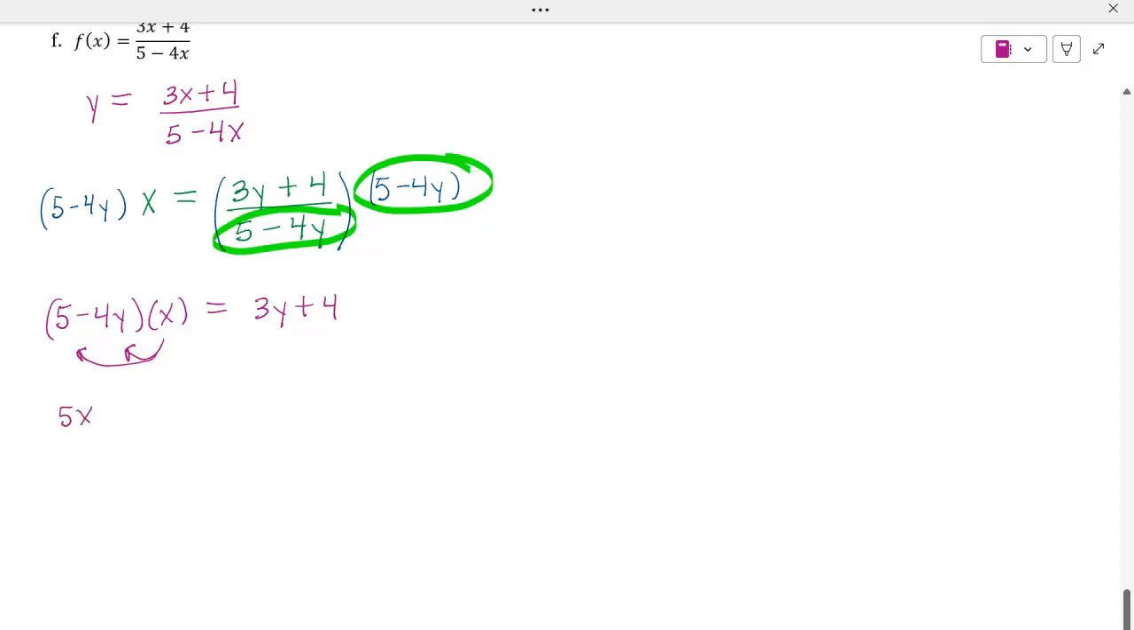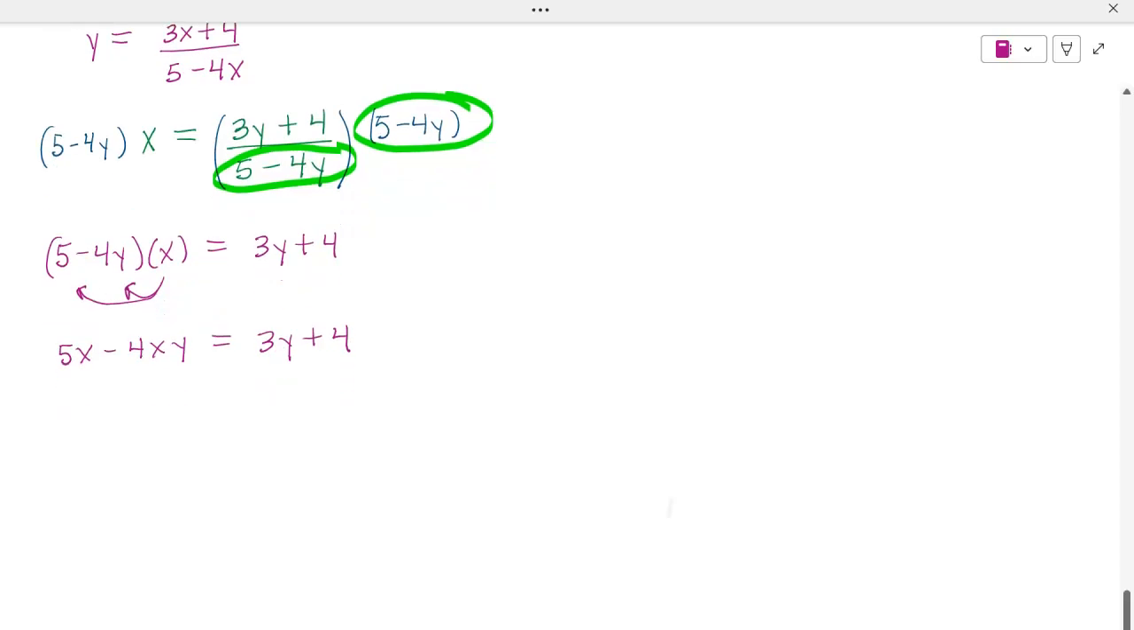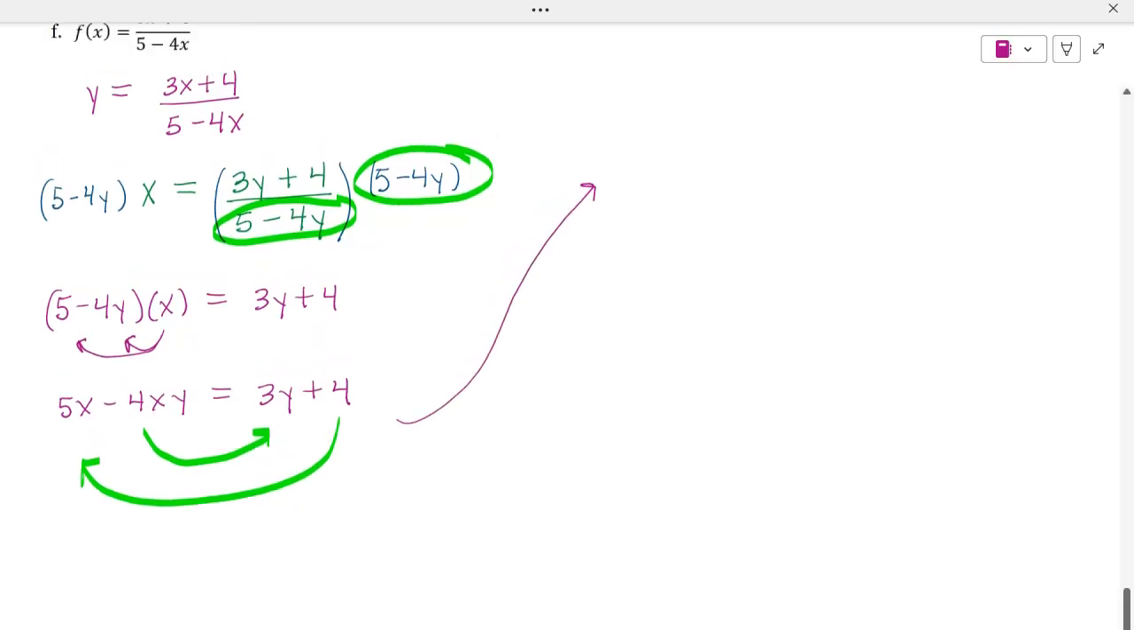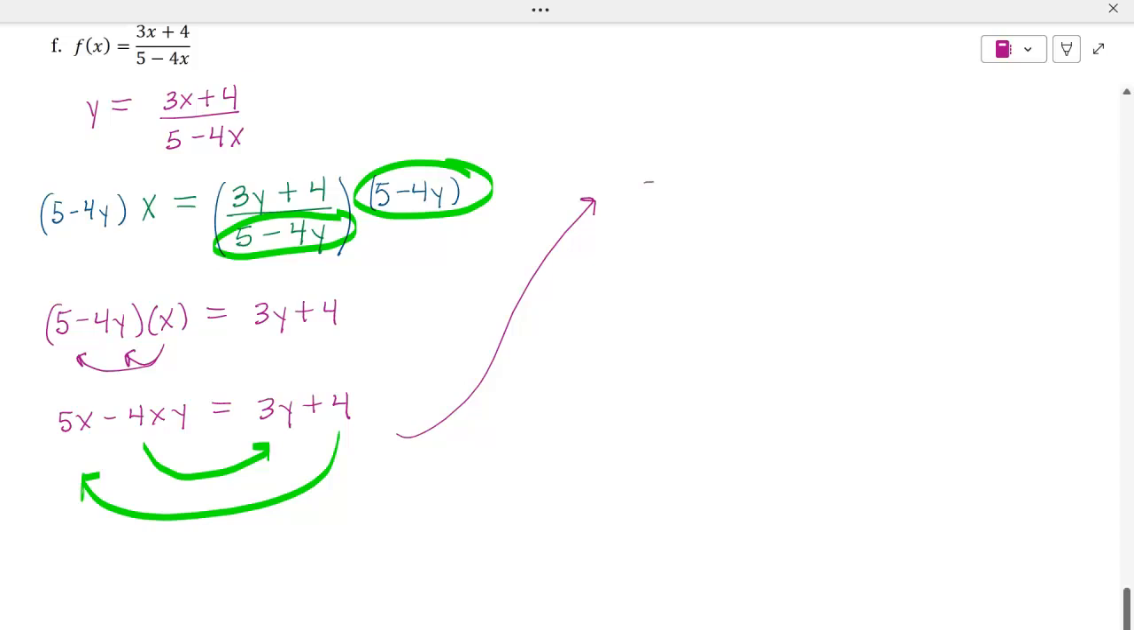This will be 5x minus 4 times xy. And then the right-hand side stays the same. Now I want to take anything that has y and put it on the same side, anything without y on the other side. Let's move over here. So we'll have 5x minus 4, and then we'll have 3y plus 4xy. I just moved all the y's onto the right-hand side and anything without a y onto the left-hand side.